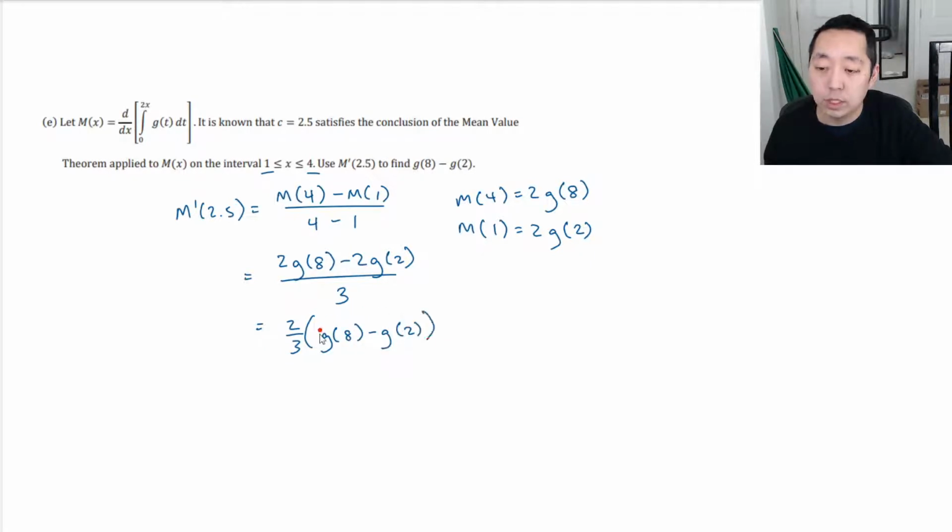And you see, I just want to solve for this part. This equation from the previous part I know is negative 20 over 3. So to get rid of this, I divide by 2/3 or multiply by 3/2. Those 3's cancel. This would be negative 10 is equal to g of 8 minus g of 2. And that's what I was asked to solve for.